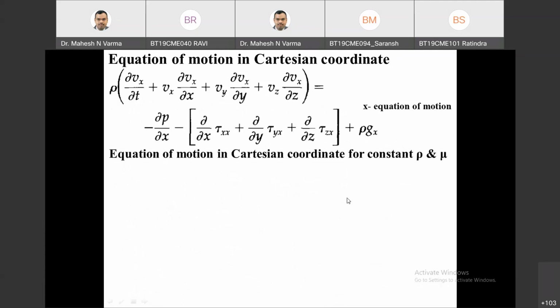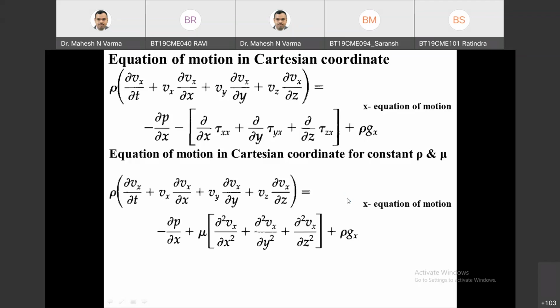Then for the special case, for constant density and viscosity: generally in chemical engineering, most of the problems deal with liquids. In momentum transfer, here we are discussing momentum transfer, most problems in chemical engineering deal with liquids. So liquids are generally assumed to have constant density, incompressible, and constant viscosity also. Most of the 80% of problems in chemical engineering deal with this. So we can rearrange this equation to get a simplified form of the equation of motion.